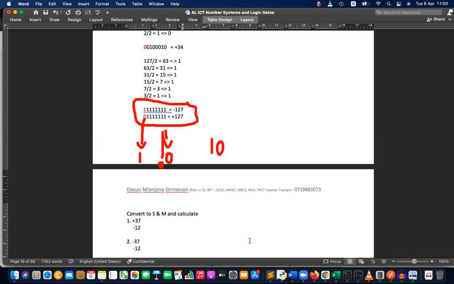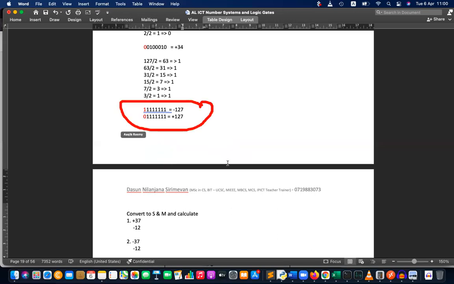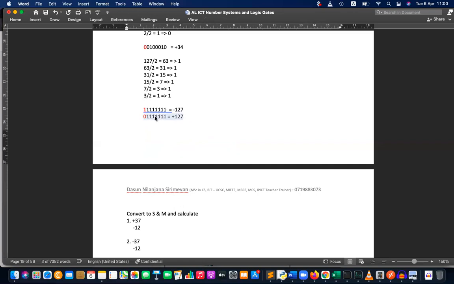When you want to add these numbers, if you're doing the table method, that will become 1 plus 1. Not 1 plus 1, you have to actually minus this, no? 1 minus 1 is 0. 1 minus 1 is 0, 1 minus 1 is 0. You have to write the positive one on the top first, positive one first, then the negative.